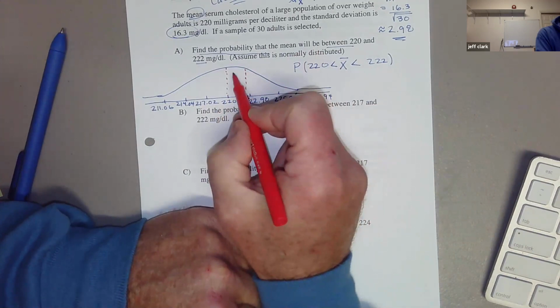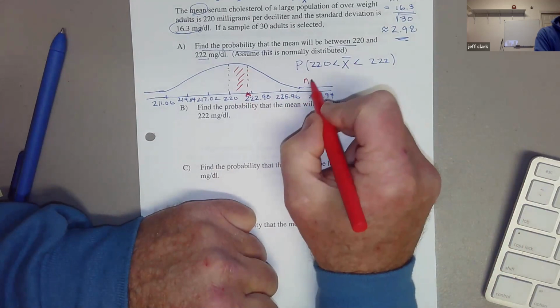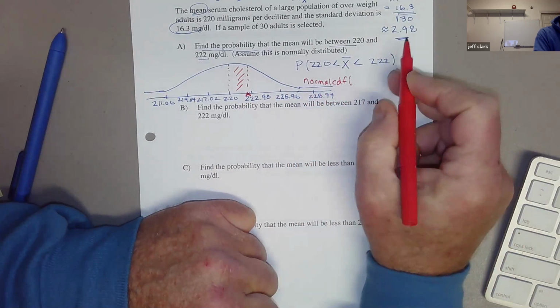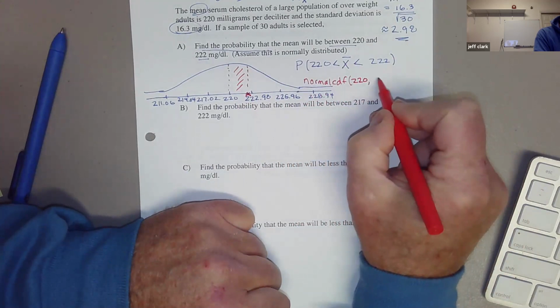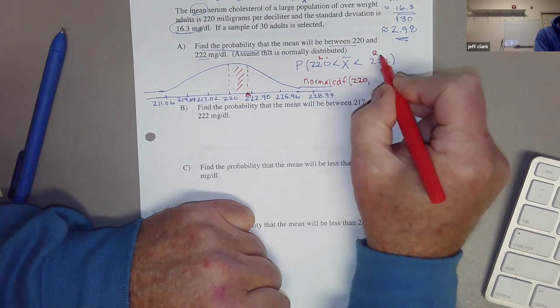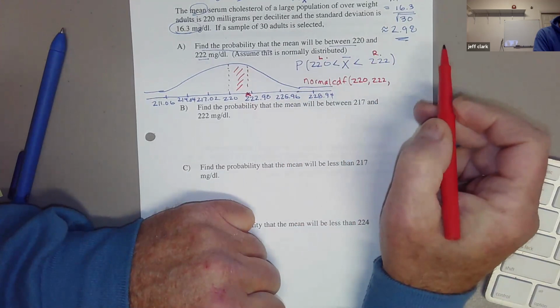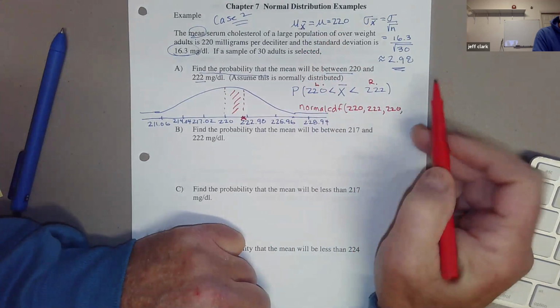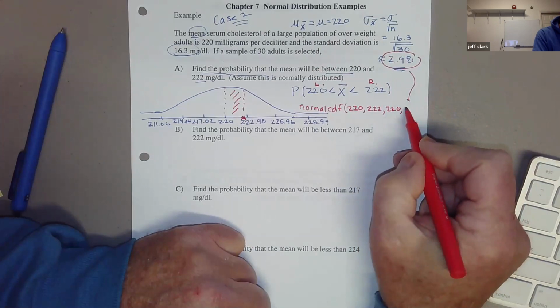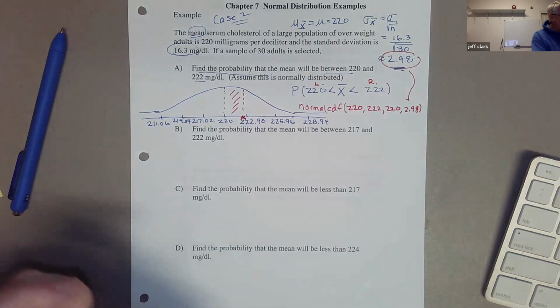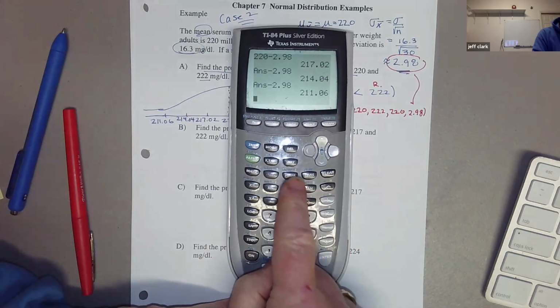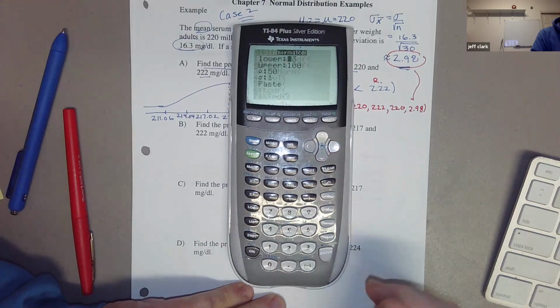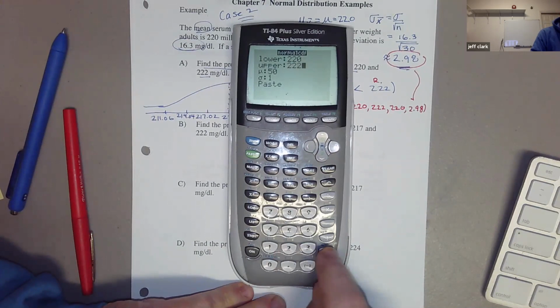And to find that answer, we would do normal CDF. Left is 220, right here. So this is your left and this is your right. So 222, comma, mu sub x bar. There it is, mu sub x bar is right here. So that would be 220. And sigma sub x bar is this one right here. And now we'll do it with the calculator. That's how we'll do it. We're not going to do it with the tables. Yep, normal CDF, 220, and then finally 2.98.